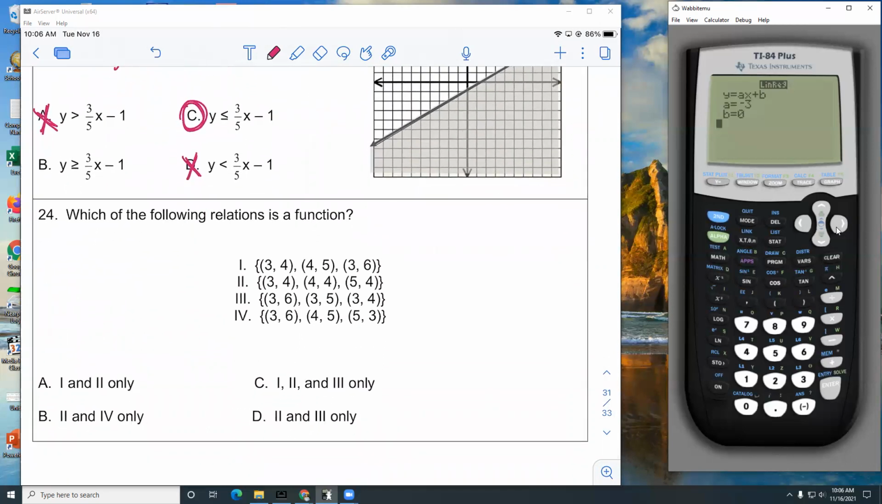All right, number 24 says, which of the following relations is a function? Guys, remember, this is a very good review. A function has no repeating x values. So I've got to find the guy that's got no repeating x values.